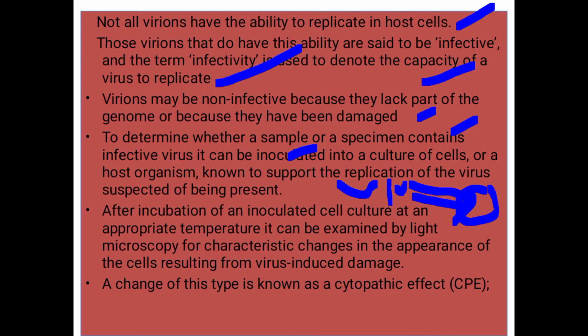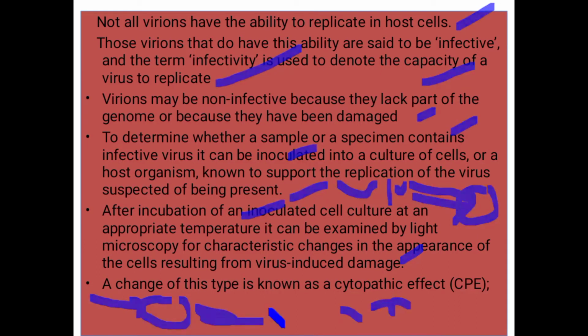Now what happens when you inoculate the virus to a cell? After inoculation you incubate. Incubate means to provide specific temperature. So you should incubate the cell culture at appropriate temperature. It can be examined by light microscope for the characteristic changes in the appearance of the cells resulting from virus-induced cell damage. It means that when you want to locate the virus, you pick the cells, then you inoculate the cells, and after inoculation, you examine these cells by which type of microscope? Light microscope. Now, a change of this type is known as cytopathic effect.